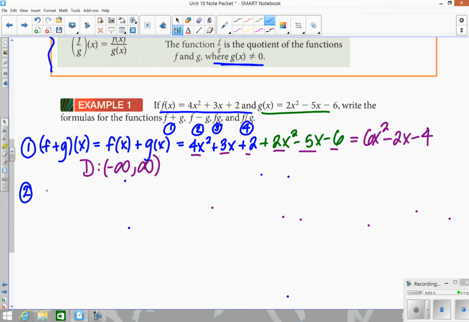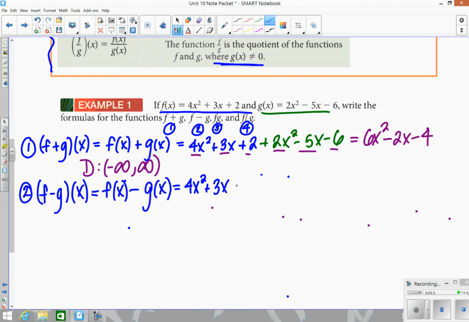The next one is going to be f minus g. So we're going to subtract our two functions. So we're going to take f of x, and then we're going to subtract g of x from that. So again, I'm going to start by just basically rewriting f of x. So 4x squared plus 3x plus 2. And this time, when I subtract the function, when I added, I didn't worry about parentheses, but when you subtract, you need to make sure that you put parentheses because you're going to end up switching all of the signs or distributing that negative. So it's important that you use parentheses for subtraction.